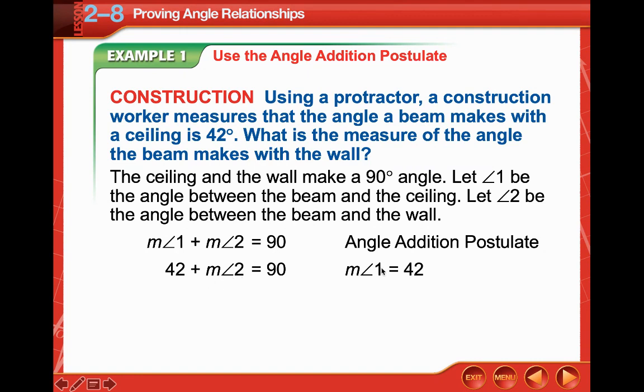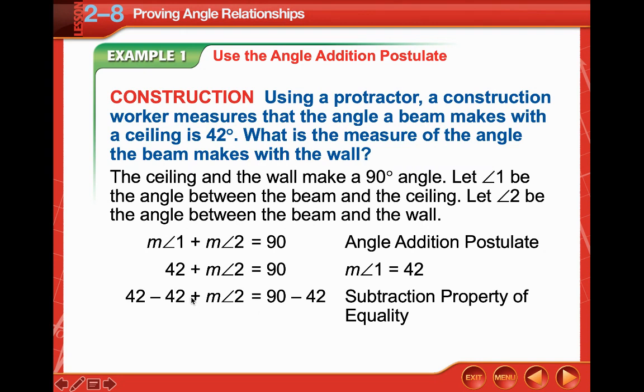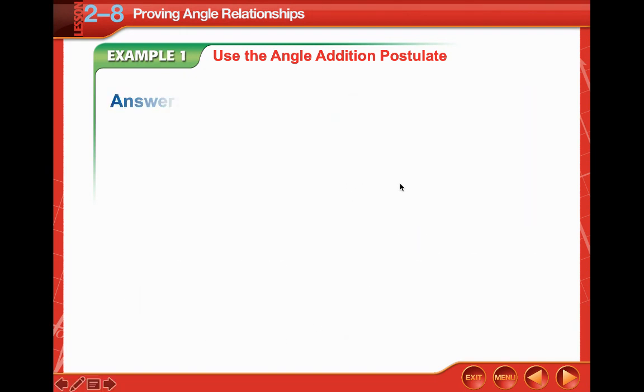So we know angle 1 equals 42 degrees. We subtract 42 from both sides, and we're left with angle 2 equals 90 minus 42, which should be 48. Yep, and that's the measure of the angle the beam makes with the wall.